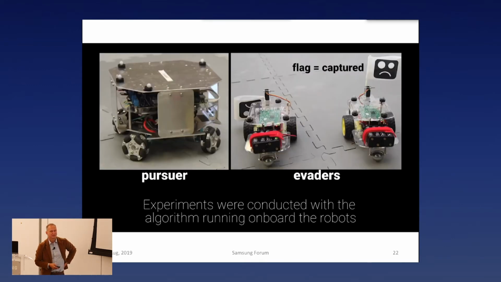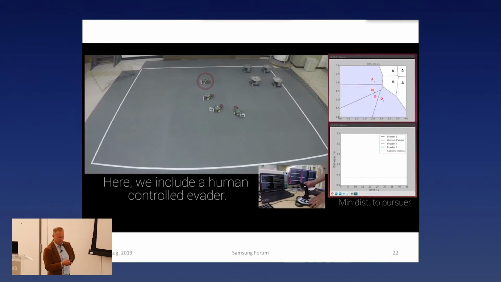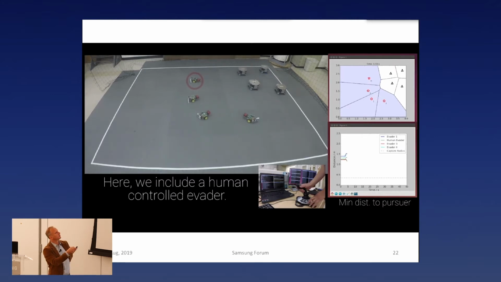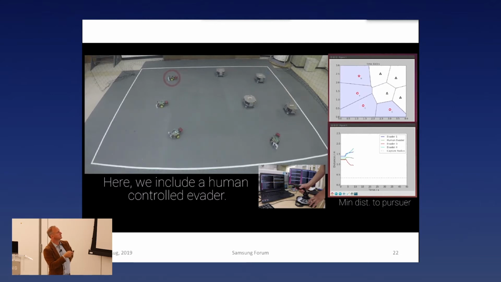As I said, I like to push all my algorithms into hardware and make sure that they work on real systems. So here's an example, again with perfect localization, there's no uncertainty here, where we have these pursuers. These are the bigger boxy robots, and then the evaders are the little guys.